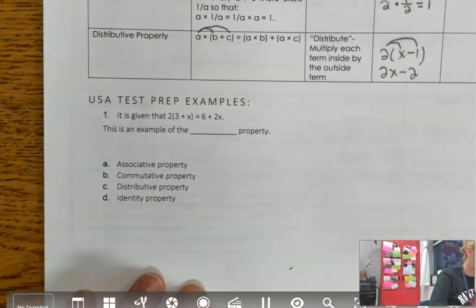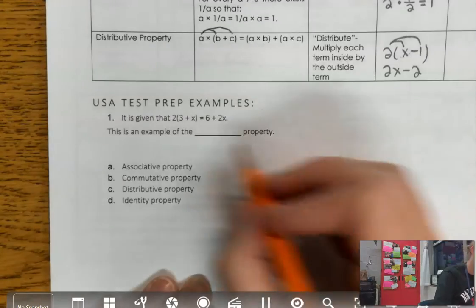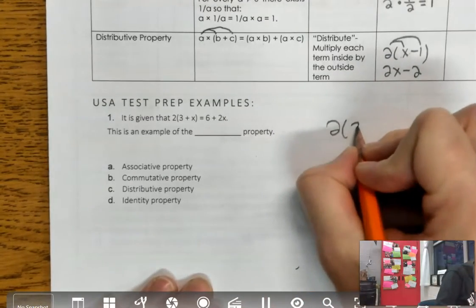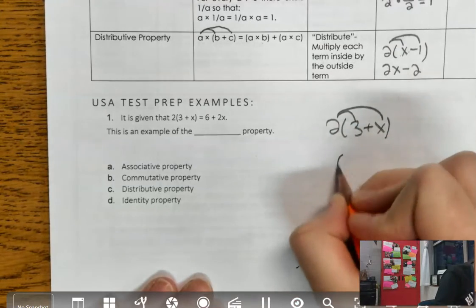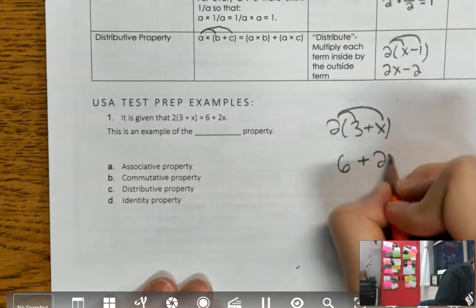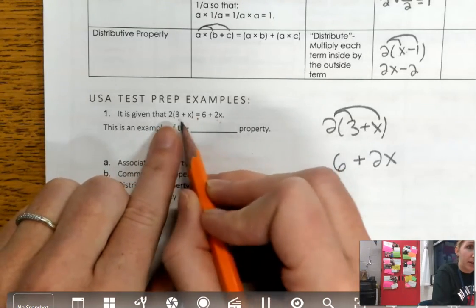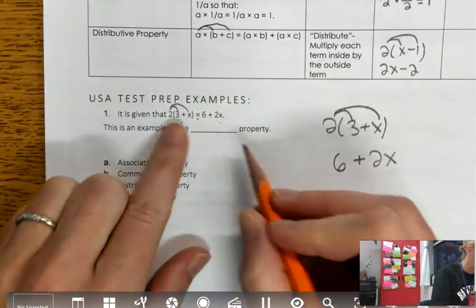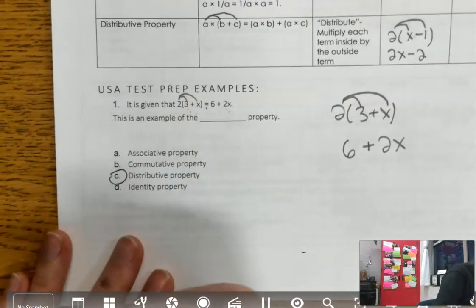All right. Here's a USA test prep example. It's given that 2 times 3 plus x is equal to 6 plus 2x. So what that's saying is that 2 times 3 plus x is the same thing as 6 plus 2x. We set the equal sign because they're the same exact thing. We distributed the 2 between these two terms, and that gives us 6 plus 2x. So this is an example of distributive property.